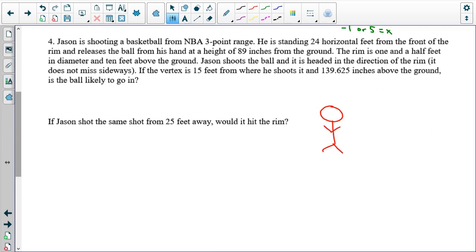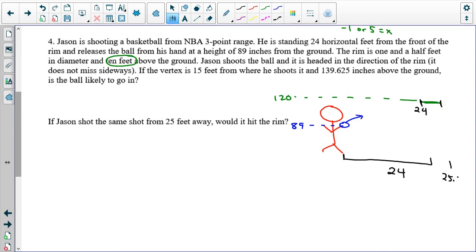So the ball is released at a height of 89 inches, and the rim is 120 inches above the ground. The reason I know it's 120 inches above the ground is that 10 feet is 120 inches. The rim starts 24 feet on the x-axis from where the ball is released. And then there's 1.5 feet, so this gets us to 25.5.